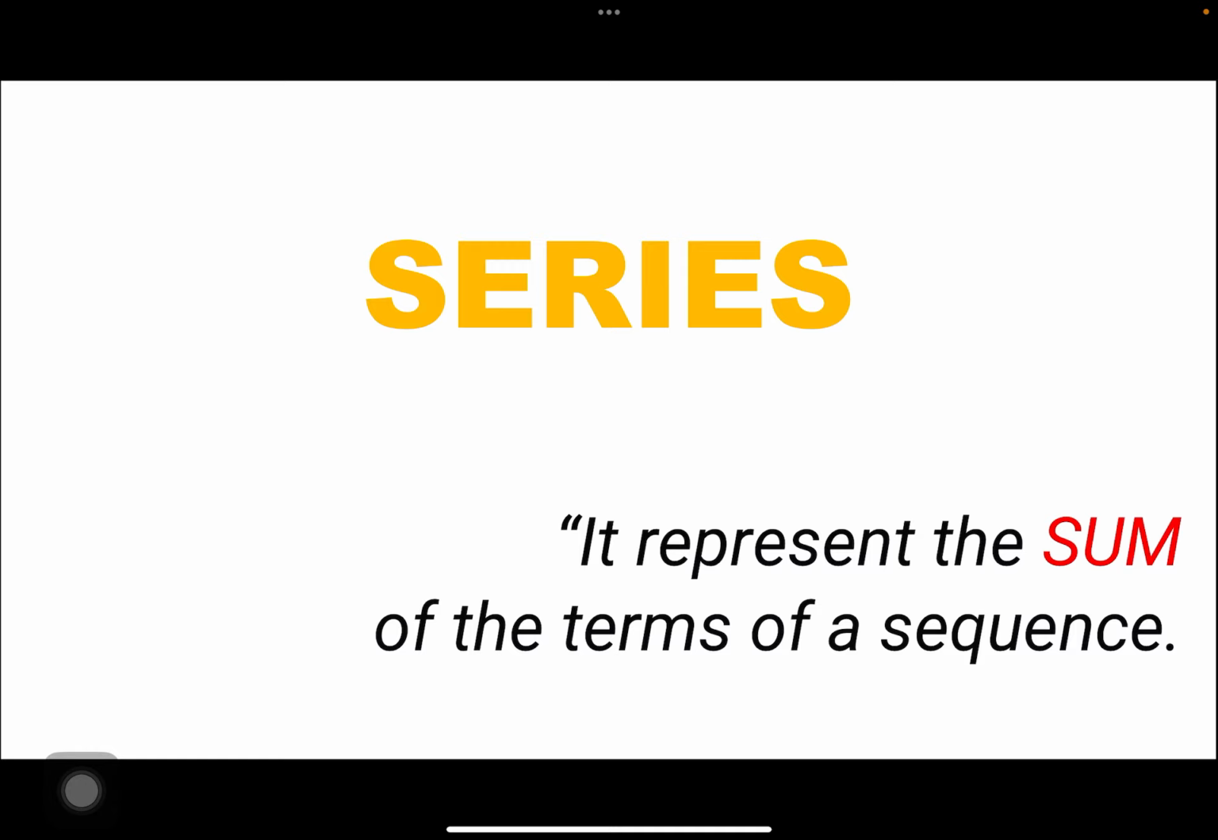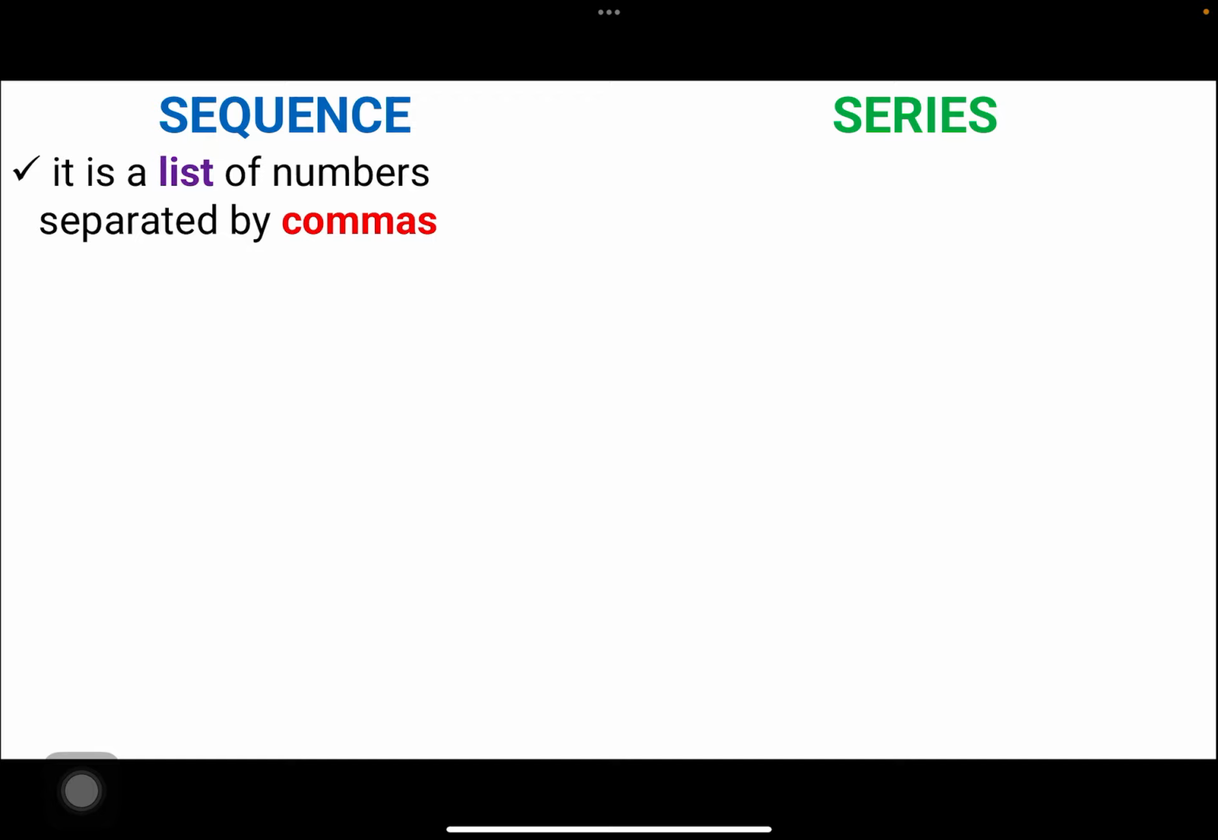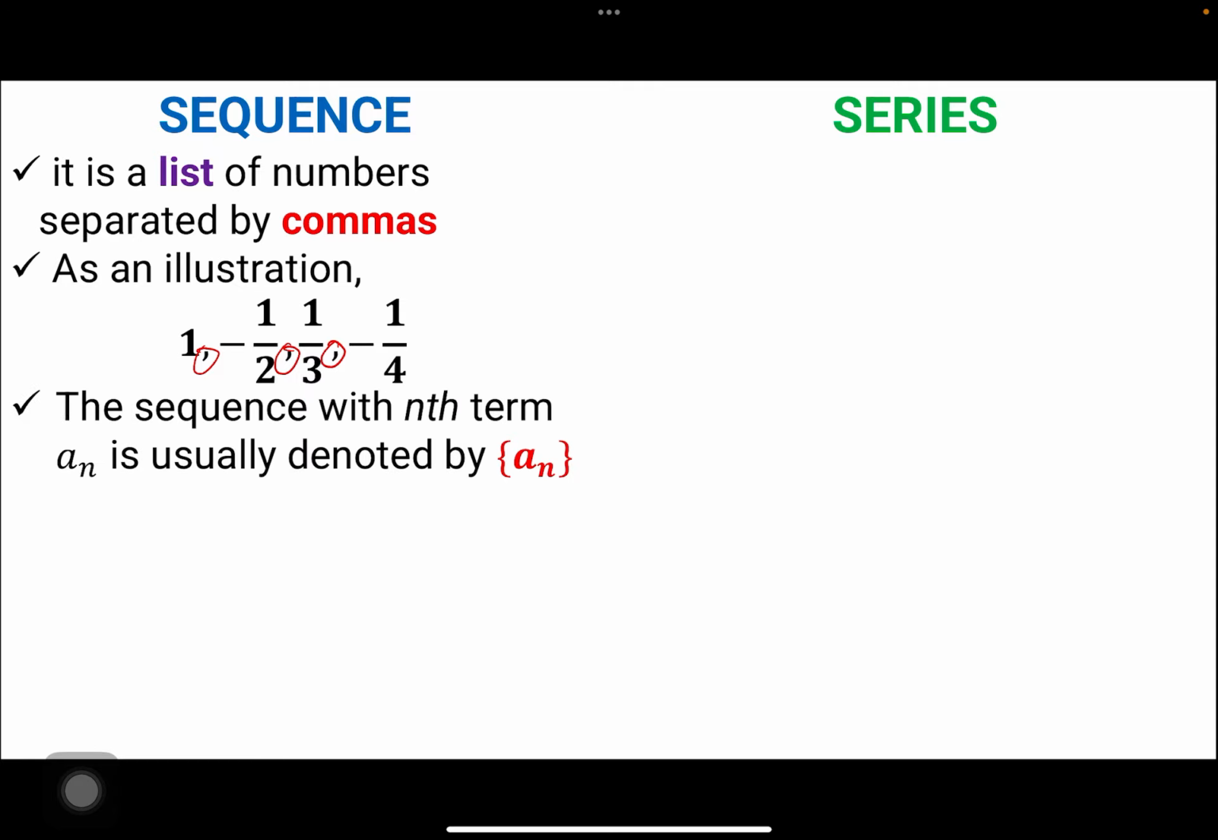To differentiate them, pag may nakikita tayong sequence na nakalista, it is commonly separated by commas. So such as 1, comma, negative 1/2, comma, negative 1/3, and 1/4. So yung mga commas yung nag-i-indicate ng ating sequence. And to write a value of the sequence with n term, we use a sub n, and it is usually denoted by a sub n.